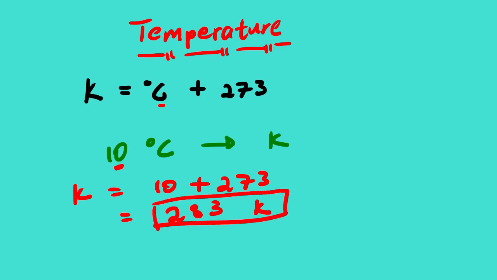So it means that when using the ideal gas equation, if you're given the temperature in degrees Celsius, you should convert to Kelvin before you substitute. You're not going to substitute 10, but you're going to substitute 283. Let us look at another example.